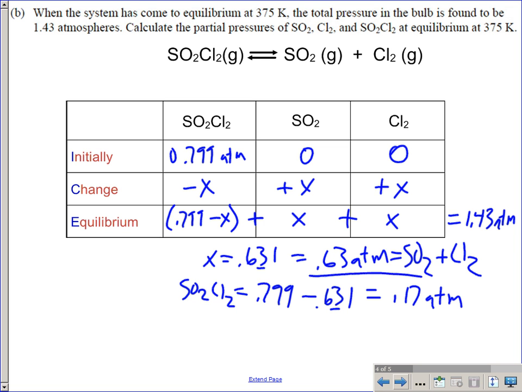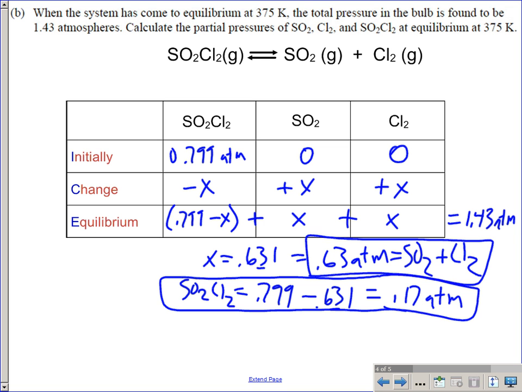I know these two things are going to have a pressure of 0.63 ATMs, and I know this is going to have a pressure of 0.17 ATMs. And that answers my partial pressure question. Now, in the next question, it asks us to calculate a Kc or a Kp.